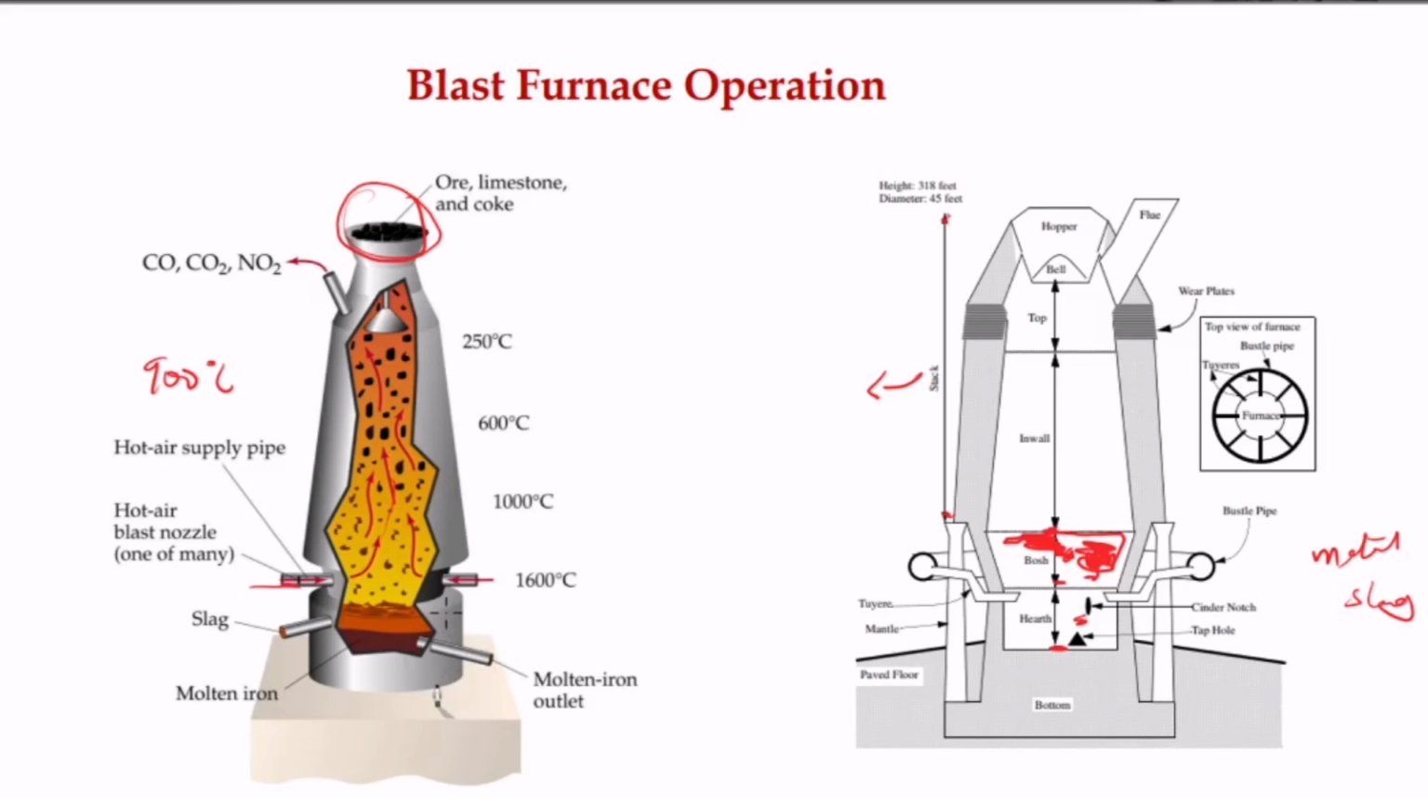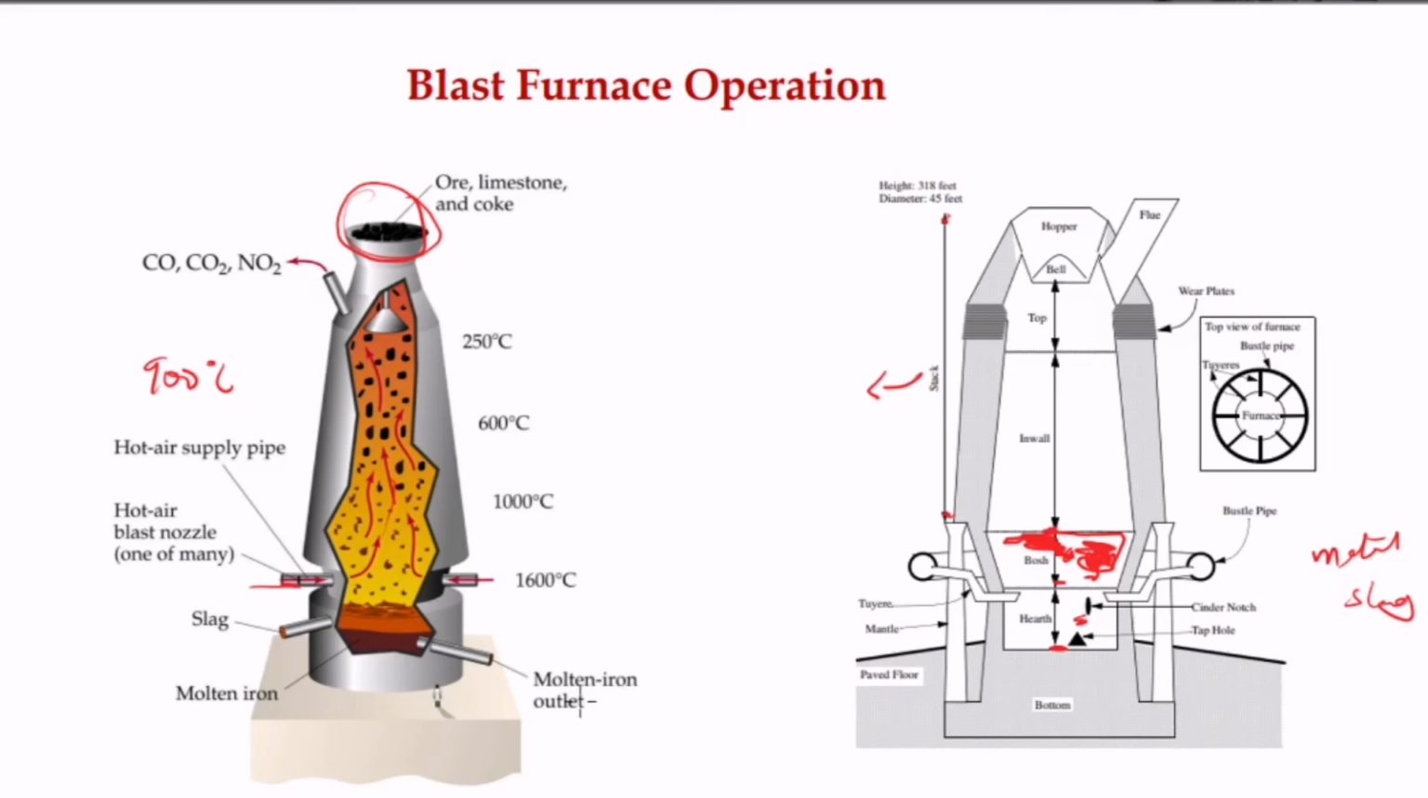Are you getting it? The hot metal from the furnace is collected in specially constructed railway containers called what? Torpedo cars. A torpedo car carries the molten iron to the steelmaking furnace. And blast furnaces are operated continuously without shutdown for 10 years or more.